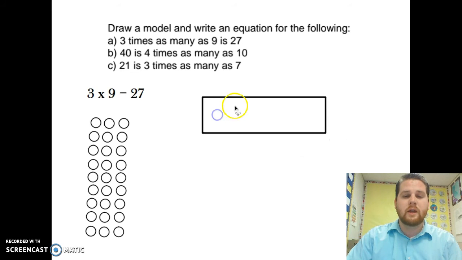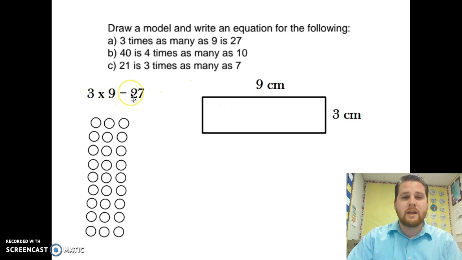So I will draw a rectangle. Once again, I would use graph paper. Drawing squares on just a regular piece of paper doesn't help as much. Graph paper gives you the tiny squares to help you count it out. So again, I have 3 times as many as 9. So I'm going to make my length going up 3 times as many as 9. And then I would write my multiplication equation just like I did over here. 3 times 9 equals 27.